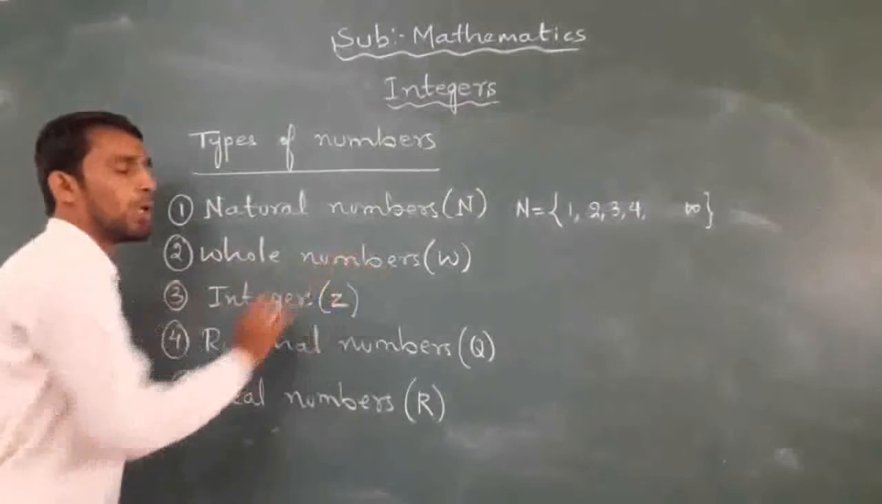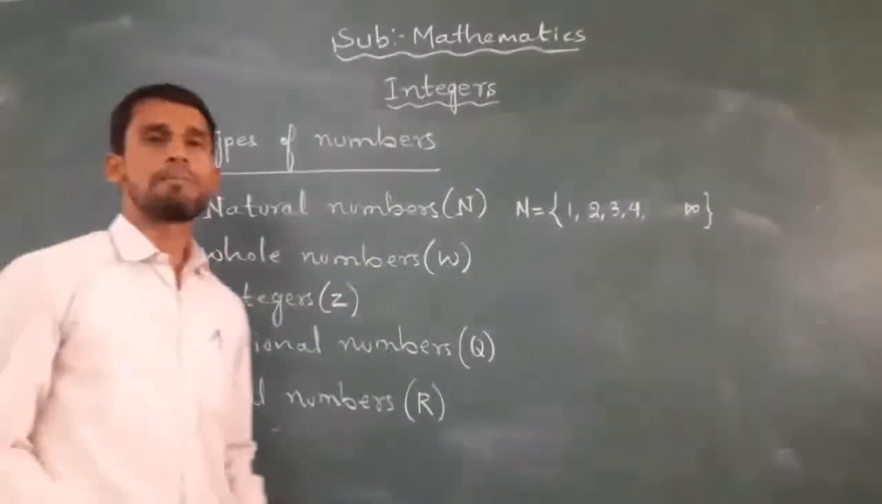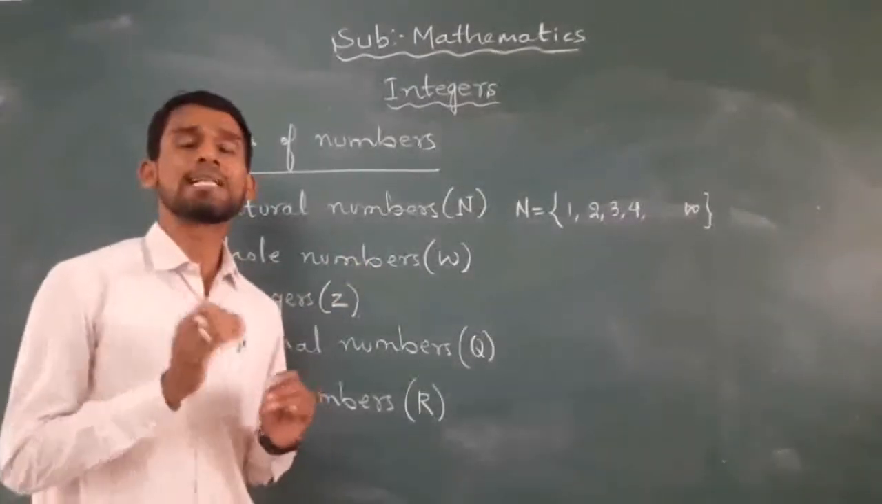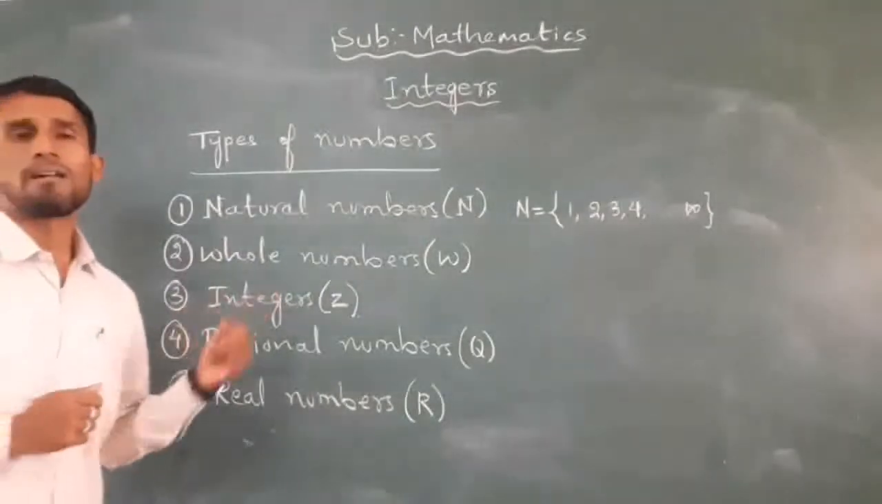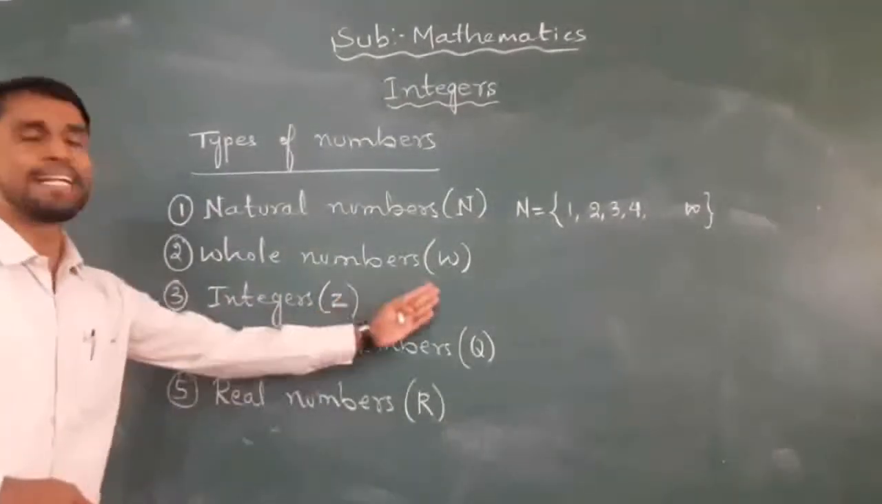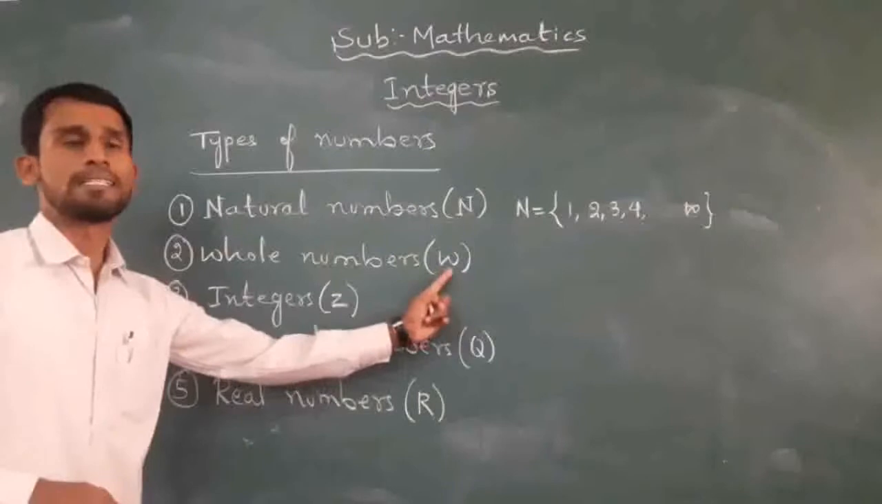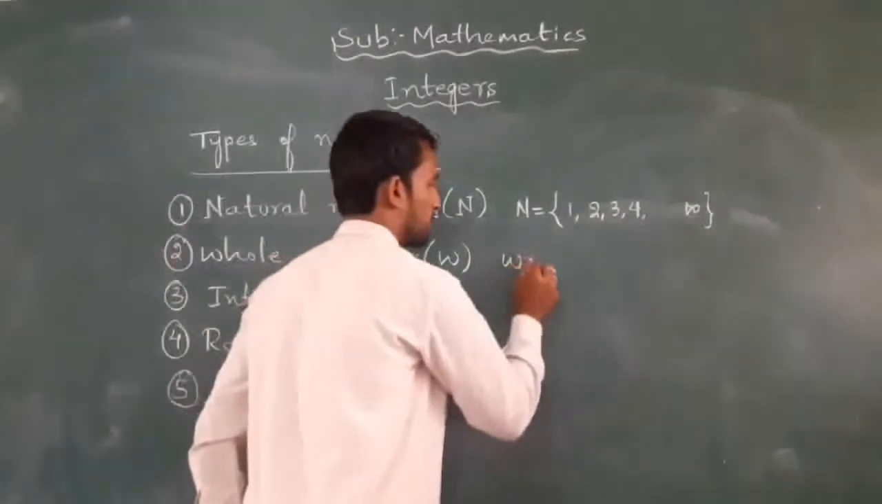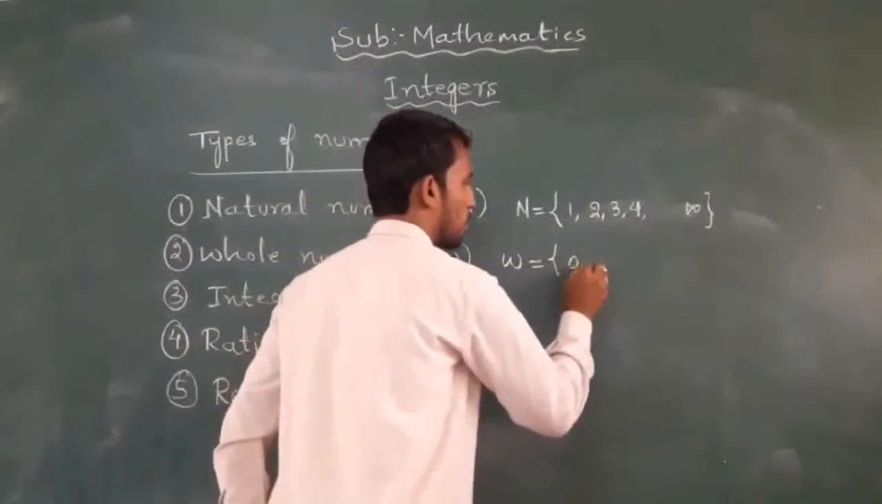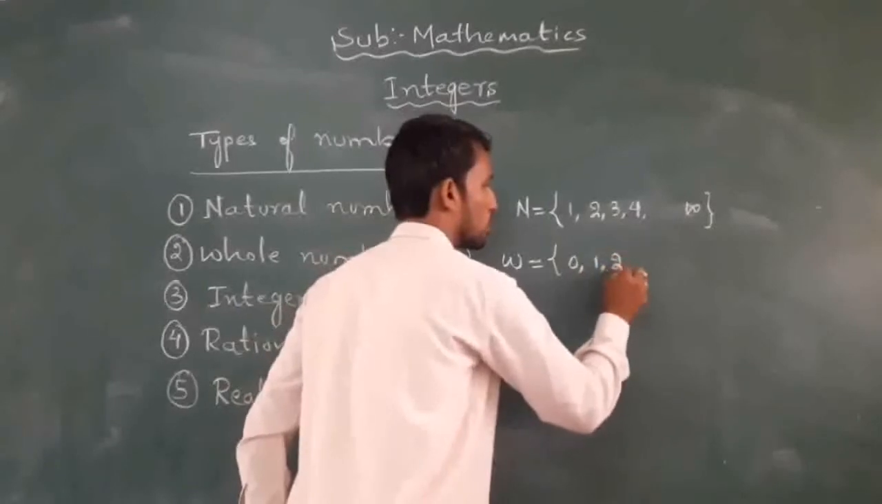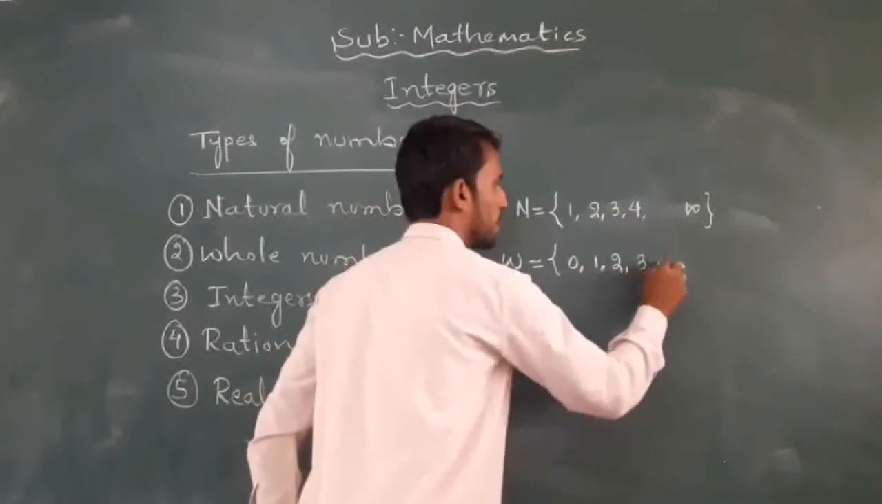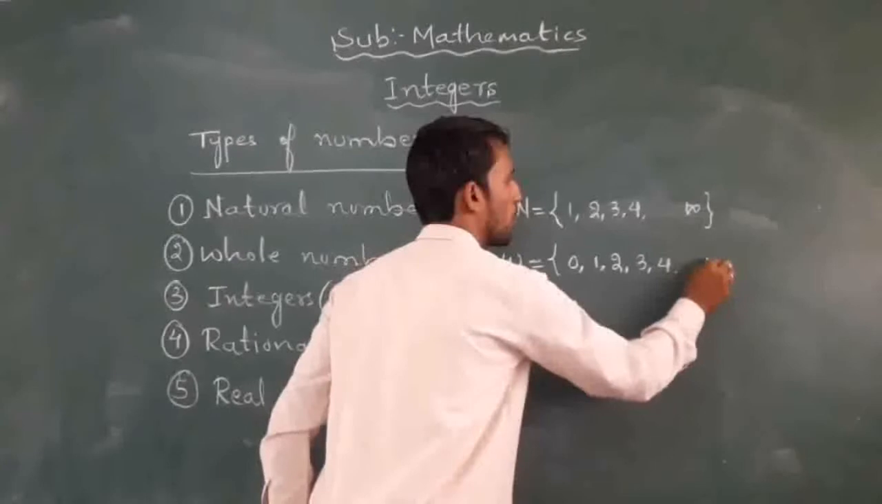Second one, whole numbers. Numbers including 0 are called whole numbers. Whole numbers are indicated by the letter W. Example, whole numbers: 0, 1, 2, 3, 4, up to infinity.